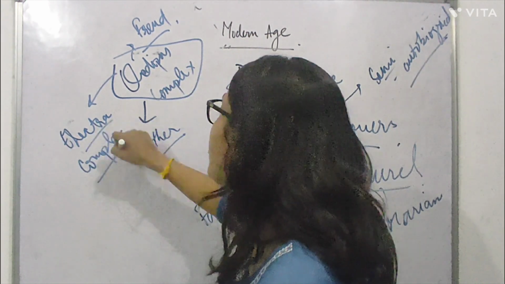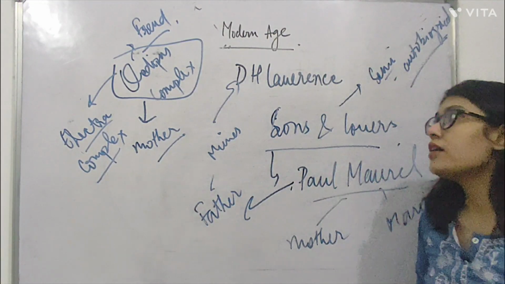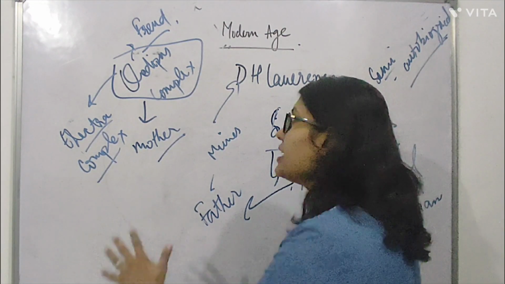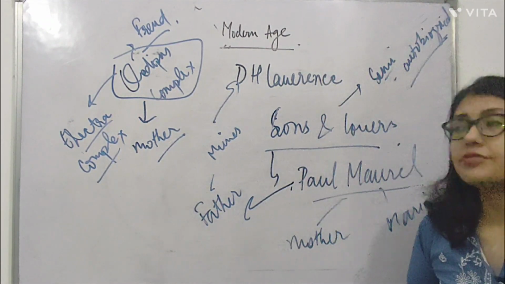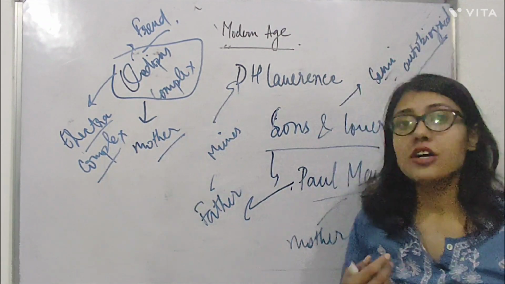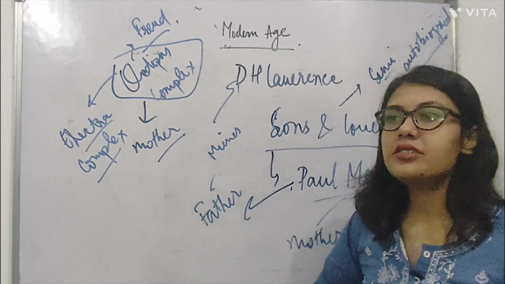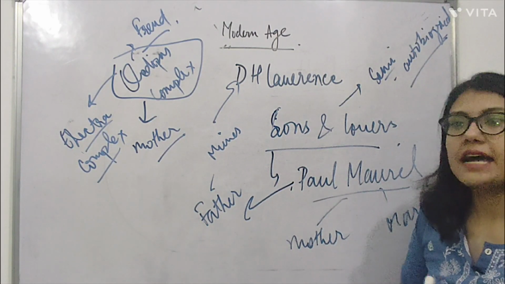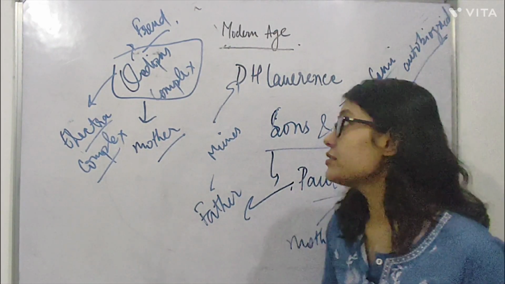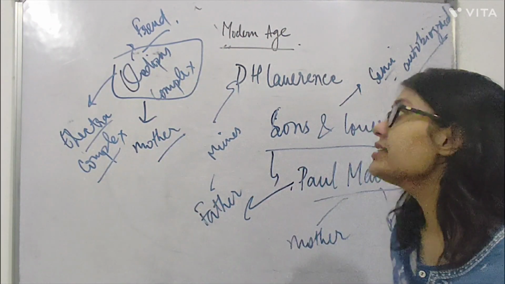Electra complex is when a female child is attracted to their father. Now, you cannot say that this has to be romantic. There is no evidence that this has to be romantic. In Indian childhood especially, you would see that mothers are usually more connected with their sons, and daughters are more connected with their fathers, which is quite a representation of Oedipus and Electra complex.